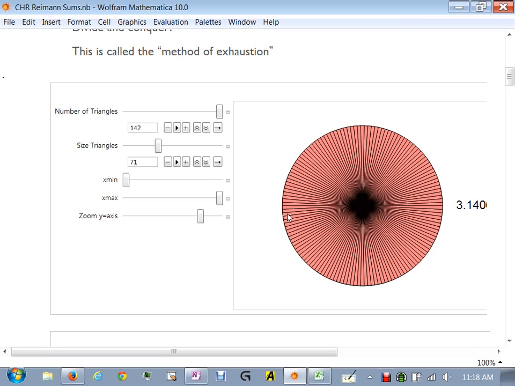But the idea is that we have n triangles and we add up the area of each one, and that would give us our approximation. Yes? Okay.